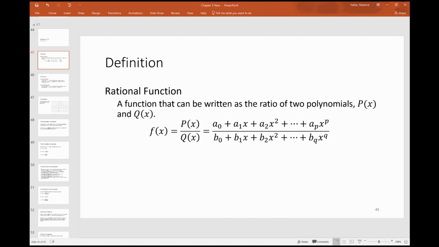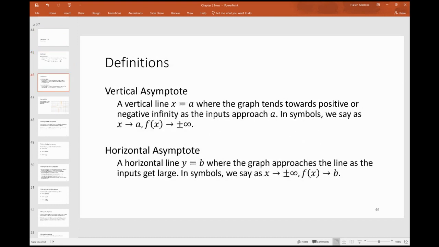Here's a standard form. If we have the numerator called p of x and the denominator q of x, it might look something like that. All right, rational functions are interesting. There are some characteristics particular to rational functions called asymptotes. So let's take a look at a definition for asymptotes. We can have both vertical and horizontal asymptotes.